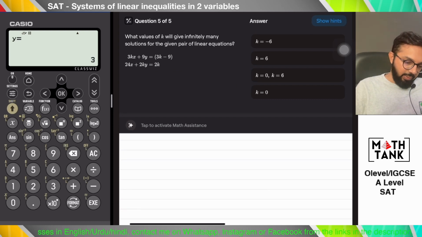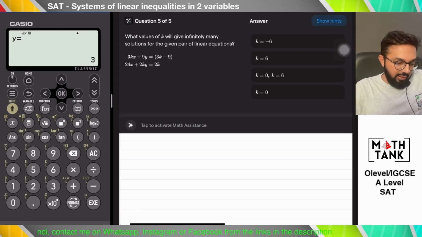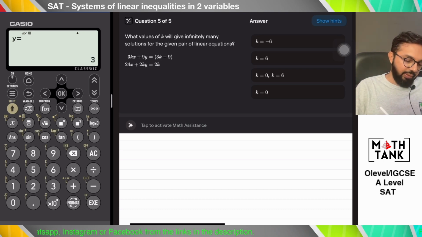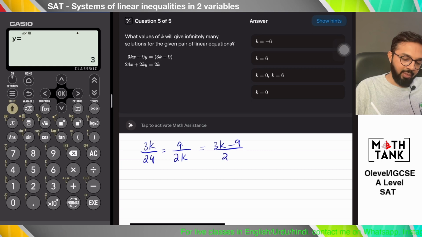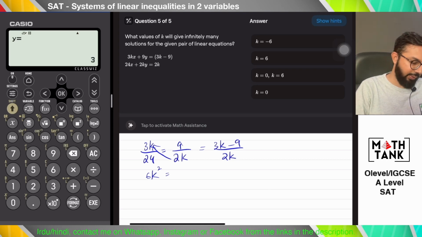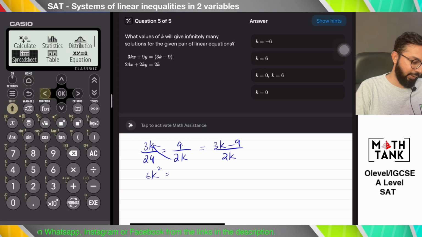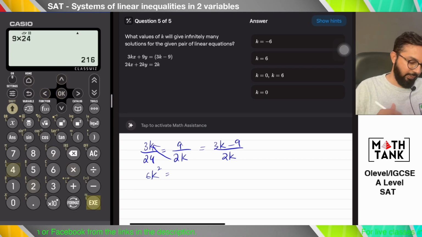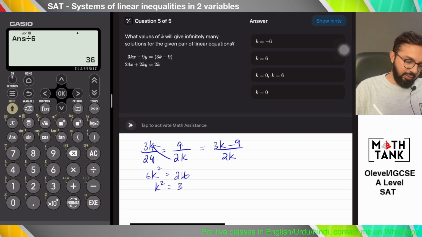It says what values of k will give infinitely many solutions for these linear equations. So remember that again, I have the same principle that the ratio of coefficients of x should be equal to the ratio of coefficients of y, which should be equal to the ratio of coefficients of the constant. So I can say that 6k square equals 9 into 24. What's 9 into 24? I will have to go back to 1 6. So k square equals 36. K is therefore equal to plus minus 6. I'll have to check if that works with the other one as well.